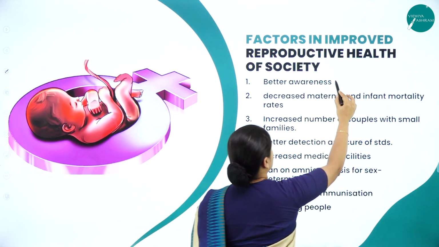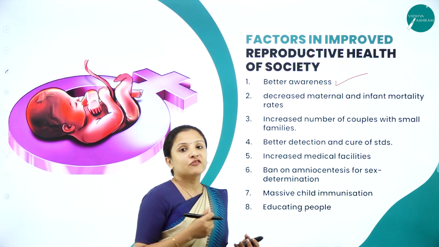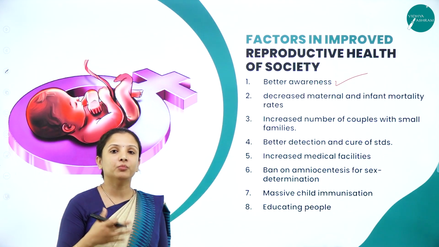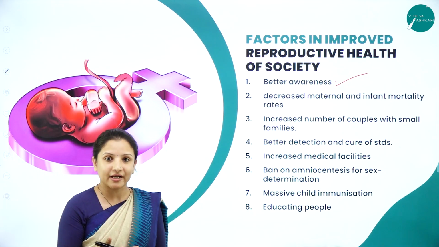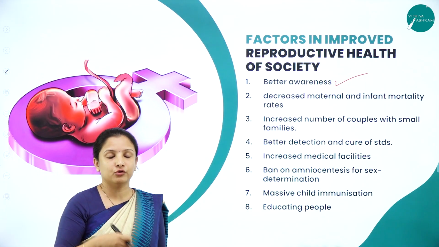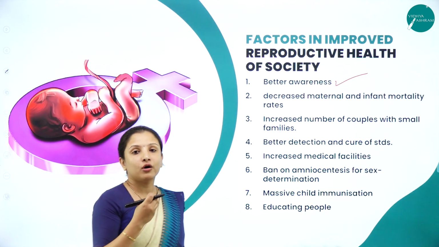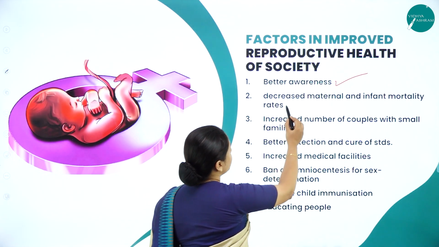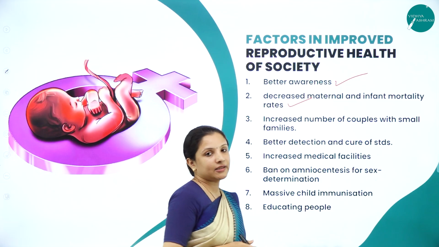So one is bringing better awareness. That is, if proper menstruation doesn't occur, or if there is some problem in the reproductive health or the genital tract, what a woman should do or what a man should do, all that awareness is brought among the people. Next is decreased maternal and infant mortality rates.